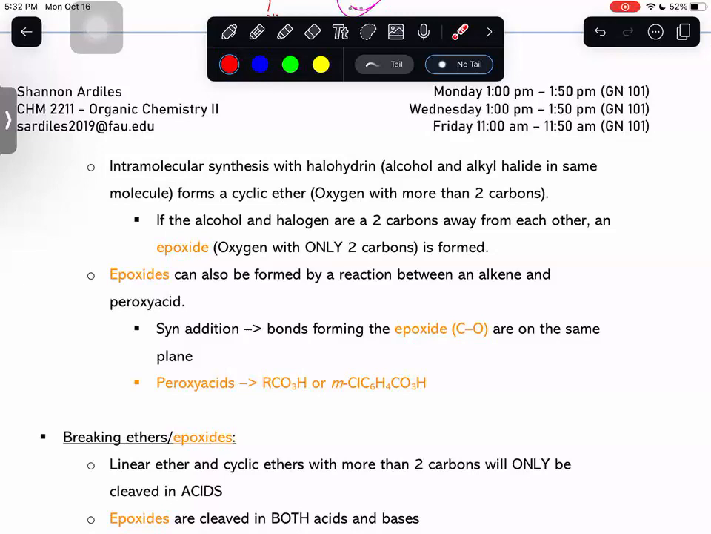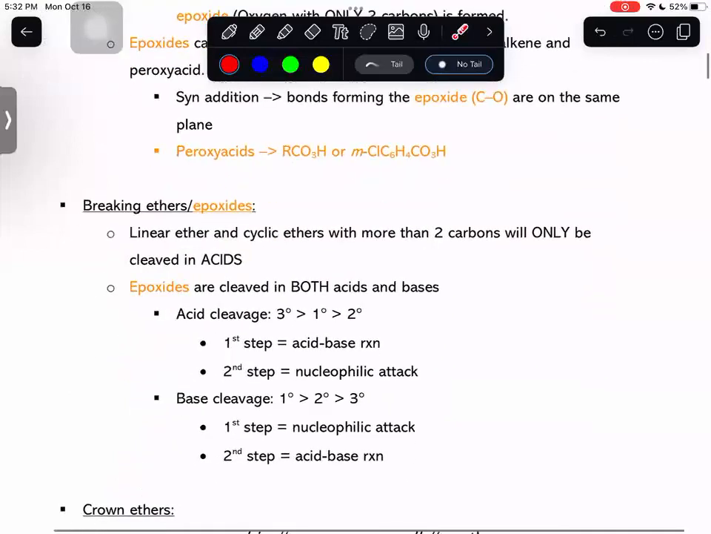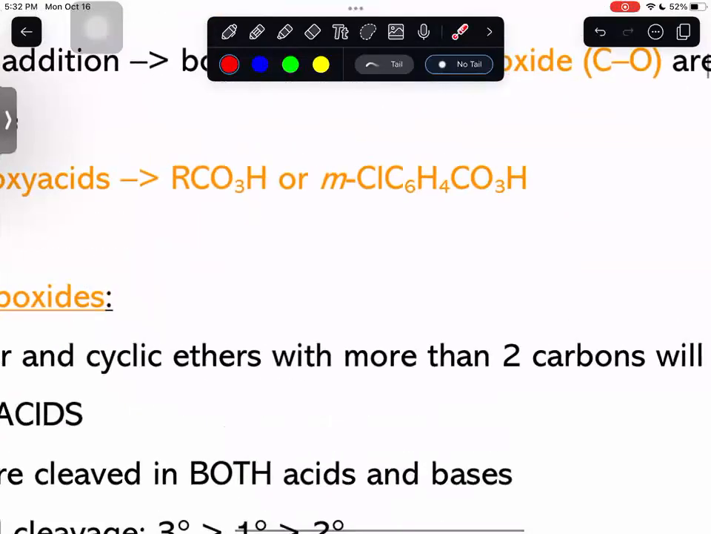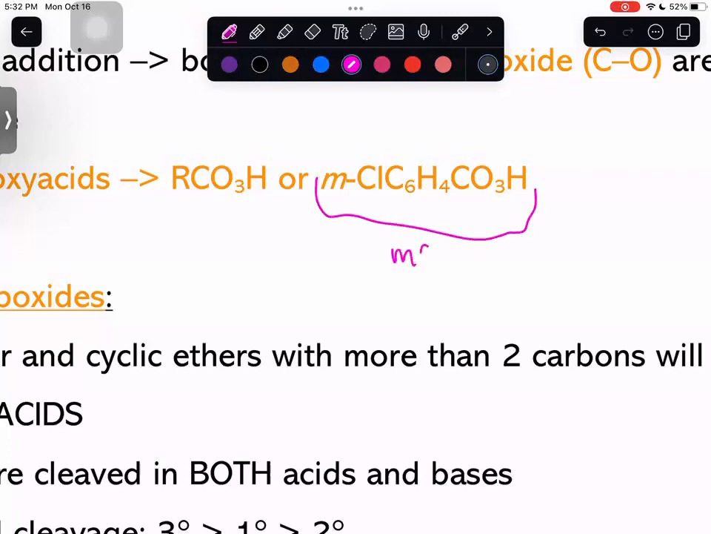Question? Yes. In this case, I just decided to write it as a condensed formula because most likely you're going to get it that way. This whole thing is MCPBA. We had 2 ways to name that molecule: that whole thing in condensed formula or just MCPBA. Most likely you're going to get the condensed formula one. Okay?